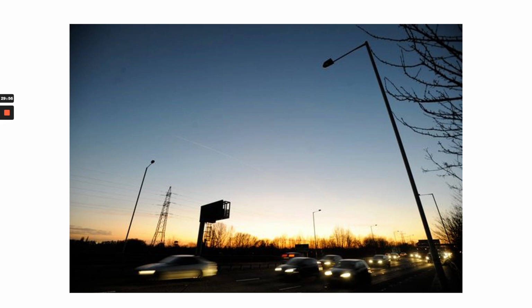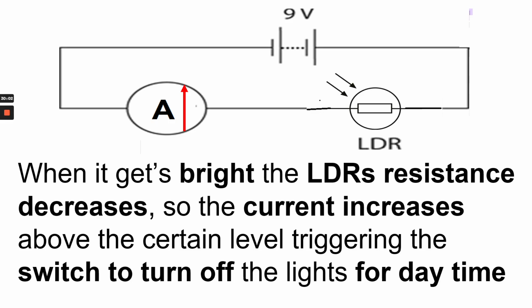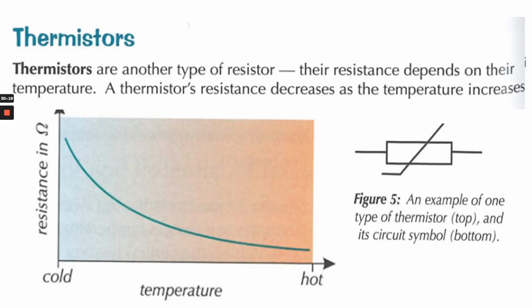Now let's picture morning time. It's getting brighter and brighter and brighter. The resistance is getting lower and lower and lower. And what you see is that the current increases. And if the current increases above a certain level, the switch is triggered to turn the lights off for daytime. And this time will change every morning by a couple of minutes as we go through the seasons. Thermistors have a high resistance when it's cold and a low resistance when it's hot.